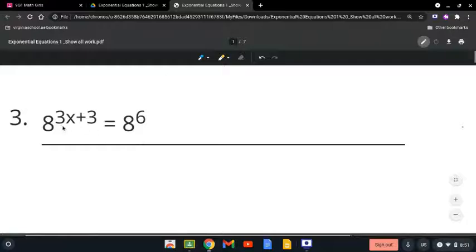So let's look at another example. Here we have 8 to the power of 3x plus 3 equals 8 to the power of 6. Again, the first thing you're going to look at is the base numbers. Here we have 8 and here we have 8. They're the same, so it's totally fine. And now the exponents. So 3x plus 3, and on the other side we have 6. So we're going to write 6 equals 3x plus 3.